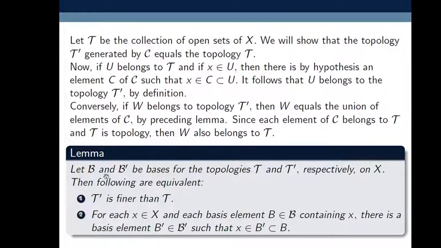So here what is given: script b is a basis for the topology tau, meaning tau is the topology generated by basis script b. What is meant by the topology tau generated by script b, we discussed in an earlier lecture.